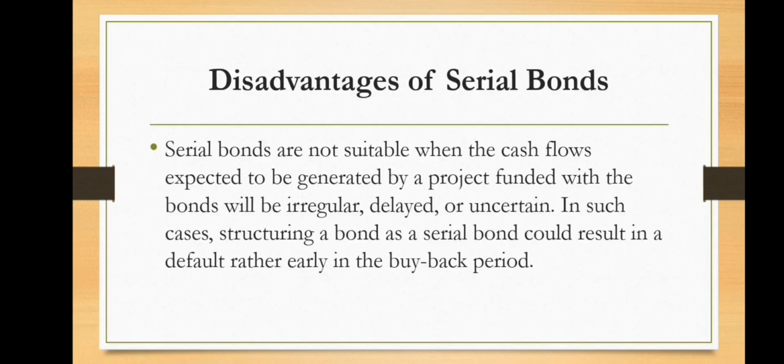Okay, so this is the disadvantage of serial bonds. Serial bonds are not suitable when the cash flows expected to be generated by a project funded with the bonds will be irregular, delayed, or uncertain. In such cases, structuring a bond as a serial bond could result in a default rather early in the buyback period. So please take note of this disadvantage of serial bonds. So now let us proceed to the advantages of serial bonds.